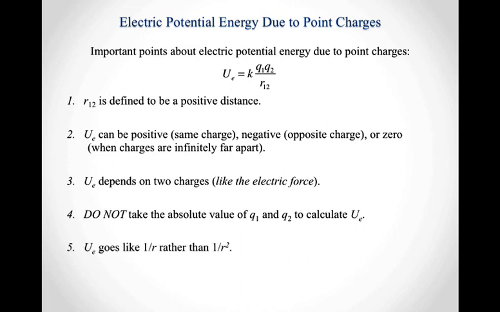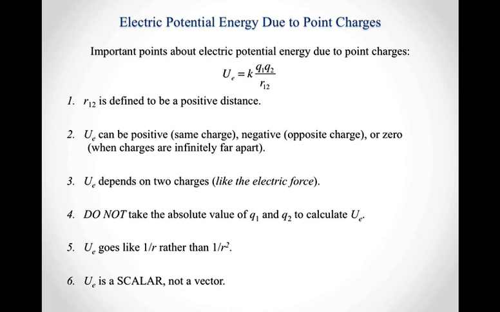5. In terms of thinking about the difference between the electric force and the electric potential energy, it goes like 1 over R rather than 1 over R squared. And this is an easy mistake to make in terms of calculating things out. So just make sure if you're doing electric potential energy, you only have a single R on bottom rather than R squared. And then the last thing to remember is that this is a scalar. It's not a vector, right? So energy is a scalar. It's not a vector quantity.